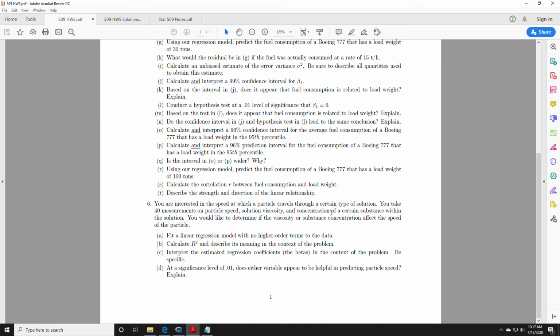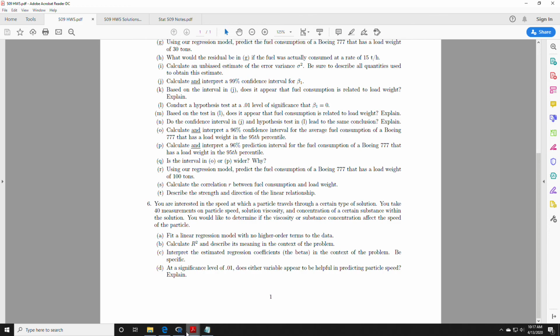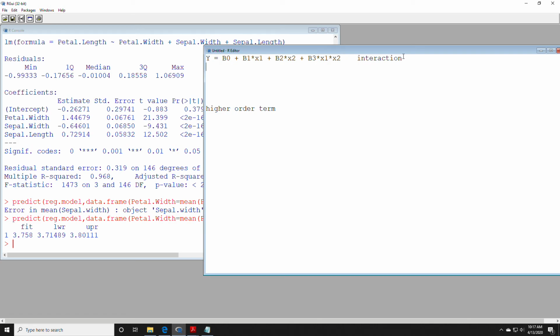Okay, so we have two x's, and it's no higher order terms, so our model is going to look like y is equal to beta naught plus beta 1 times x1 plus beta 2 times x2. That is what our model will look like.